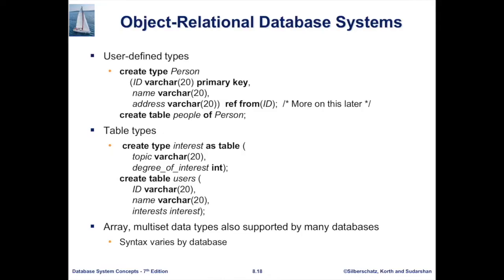Okay. So you can also create a table directly by saying create table users. So we have ID, name, and then something. The interests here is another attribute whose definition is of type interest as we defined in the earlier lines. So, we have create type interest, but interest here is a table and the type of the table contents is topic and degree of interest. Okay, so we have what we call a subtable inside the table users.